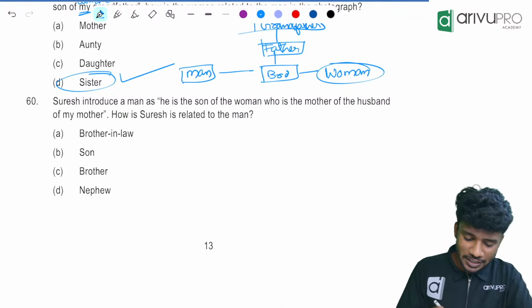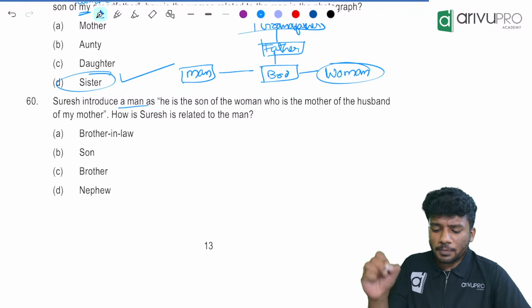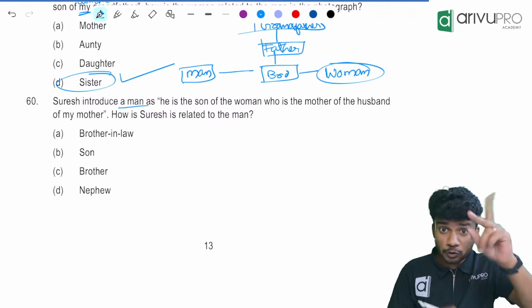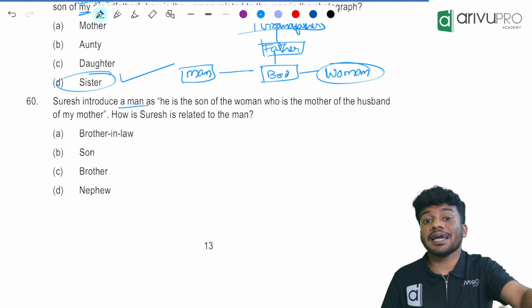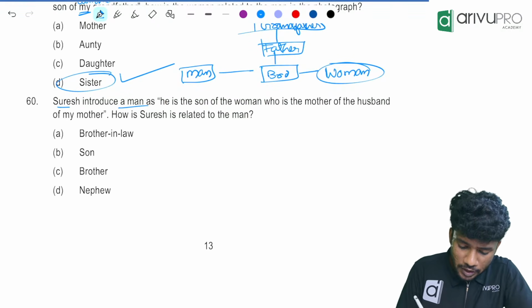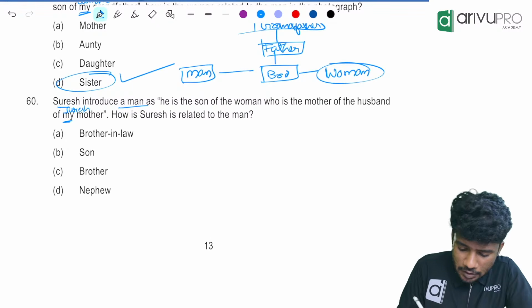Next, final question from logical reasoning. We'll be done with logical reasoning. Suresh introduced a man. He is the son of the woman who is the mother of the husband of my mother. One of the easiest questions. We will start. I'll tell you two possible answers are there. I'll tell you my inference of the answer also over here. Suresh introduces a man. Suresh is there. Then we will start from here. Suresh's mother.